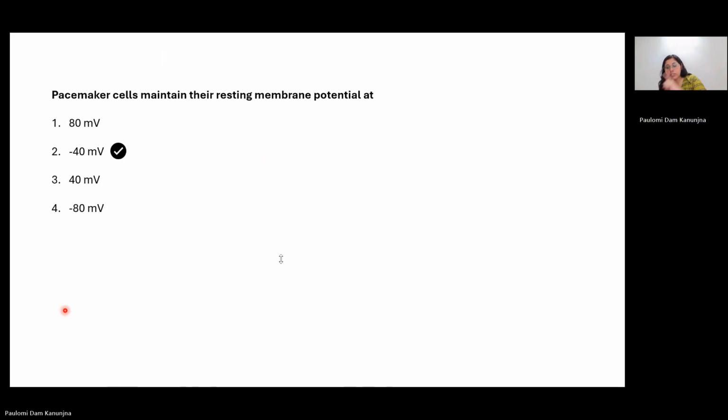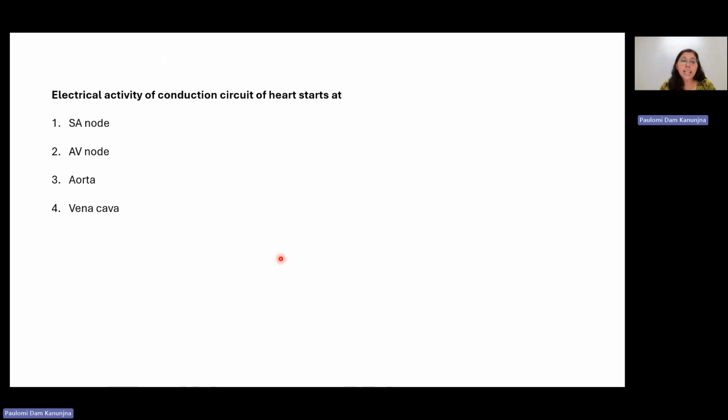Now this further depolarization from minus 60 to minus 40 is because of the calcium, because of the leaky current that we will see in a while. It's because of those features that it can be at minus 60, come to minus 40 and then start depolarization. So it doesn't need any other impulse to come and say, hey, you need to pump. It can on its own start pumping. All right, so electrical activity of the conduction circuit starts from the SA node. We know that.